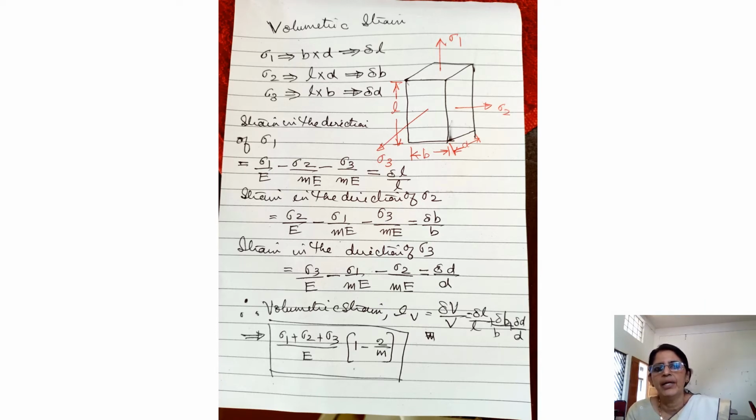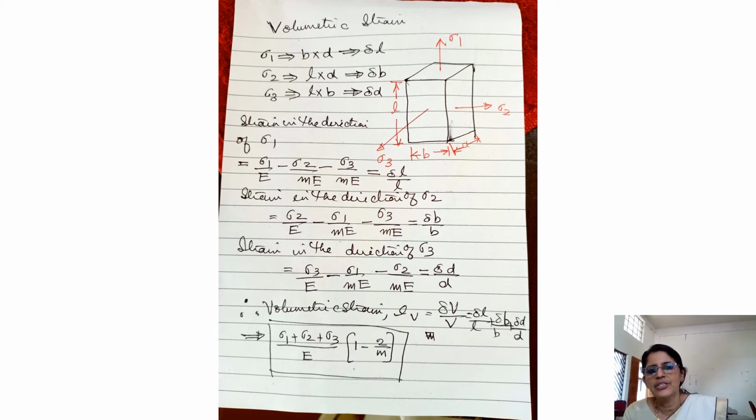But at the same time, since sigma 2 and sigma 3 are acting in the perpendicular directions of sigma 1, these two will induce lateral strains in the direction of sigma 1. So you have to take into account, in addition to sigma 1 by E, the effect of sigma 2 and sigma 3 also in the direction of sigma 1. How will you find out the lateral strain? You have to take Poisson's ratio. Poisson's ratio is the constant which you use to find out the lateral strain.